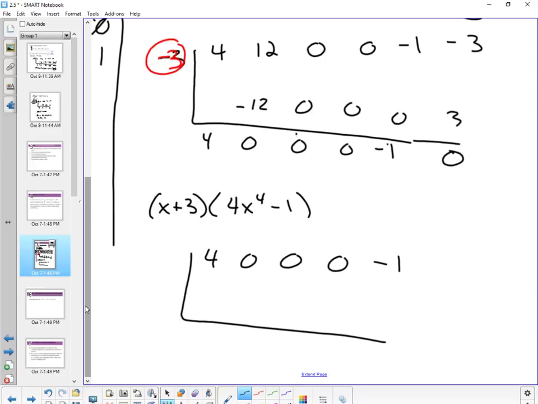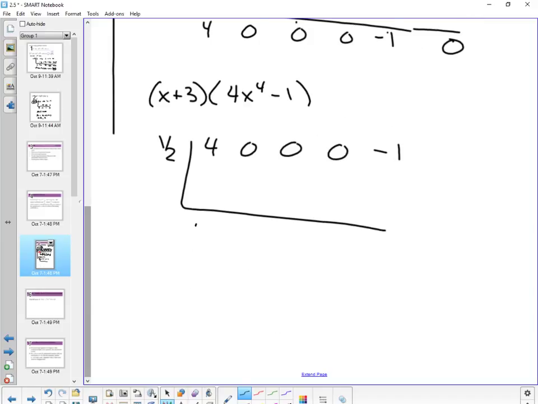What do you guys want to try next? Lily, did you have any other options? 1/2. Really? You don't want to try the nice whole numbers? No. All right, he said a half. So let's go for a half. So I've got 4, 2, 2, 1, 1, half, 1/4. Nope, that doesn't work.